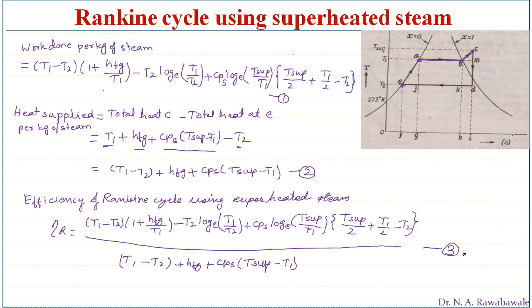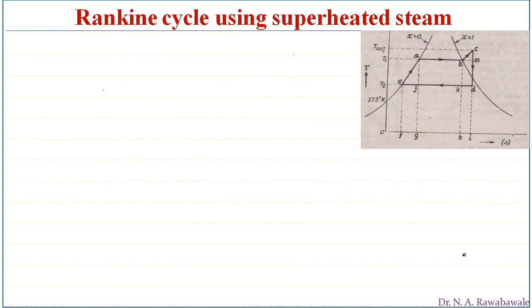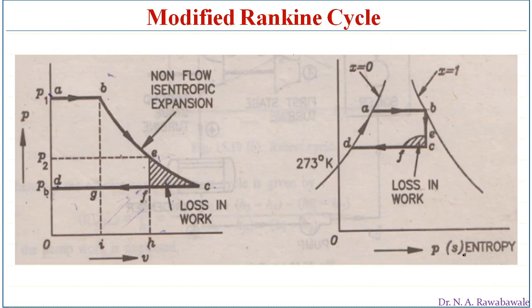Coming to the next concept, the modified Rankine cycle. What is this modified Rankine cycle and which cycle are we using in this case? Now, in non-flow isentropic expansion, let us consider a prime mover known as a steam engine. When only a prime mover, the steam engine, is considered, it receives steam at higher pressure and rejects heat after expansion at a lower pressure.